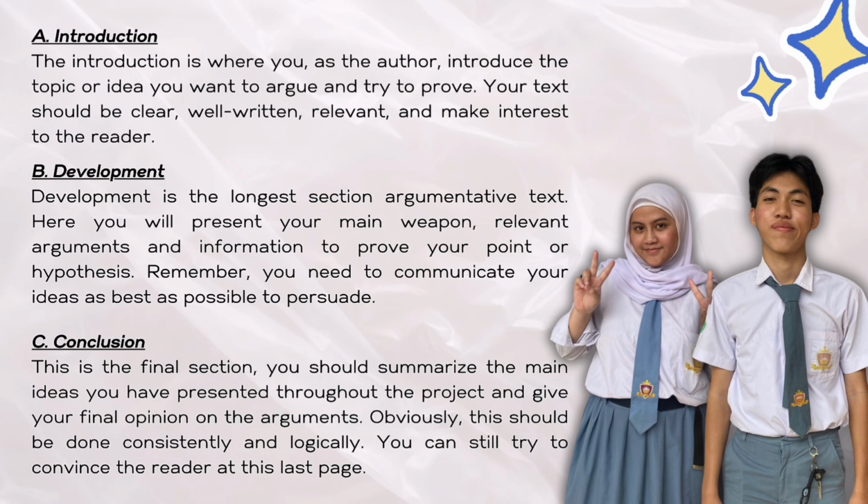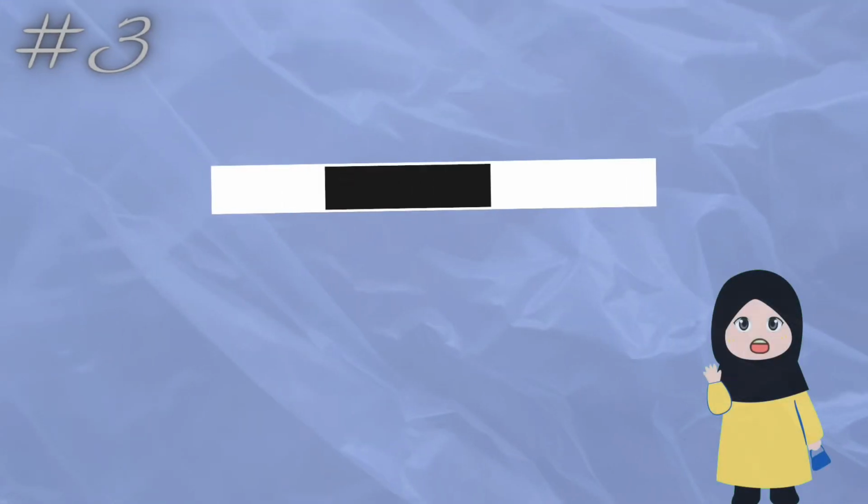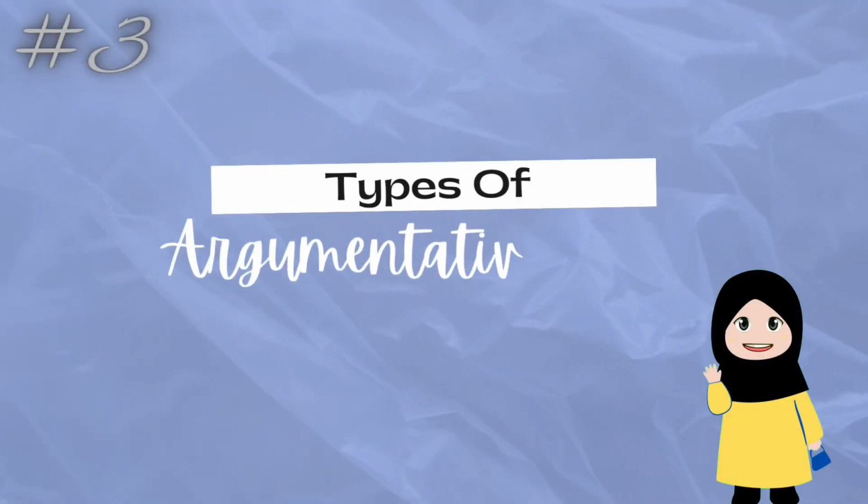C. Conclusion. This is the final section. You should summarize the main ideas you have presented throughout the project and give your final opinion on the arguments. Obviously, this should be done consistently and logically. You can still try to convince the reader on this last page. Alright, let's go to the next, third material, types of argumentative text.